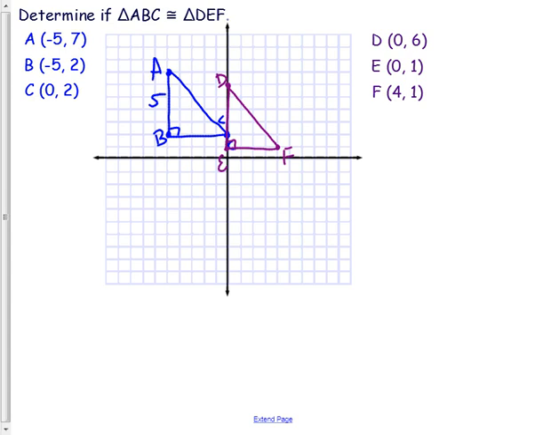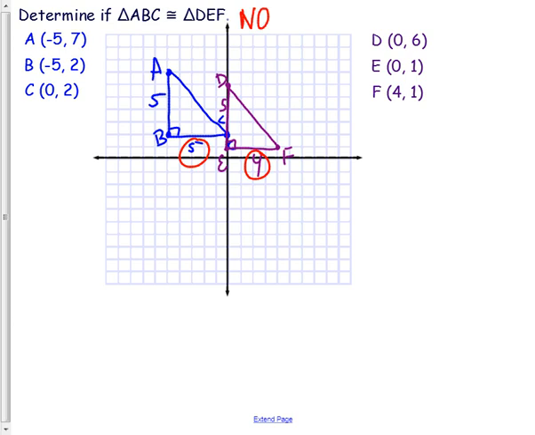1, 2, 3, 4, 5. And now I'm going to do the same thing with the sides of triangle DEF. 1, 2, 3, 4, 5. 1, 2, 3, 4. 4 does not equal 5, so are they congruent? No.